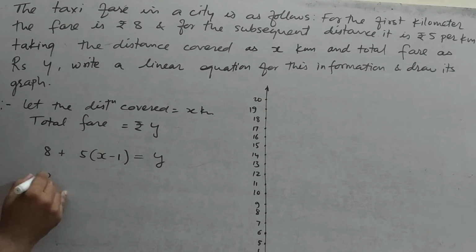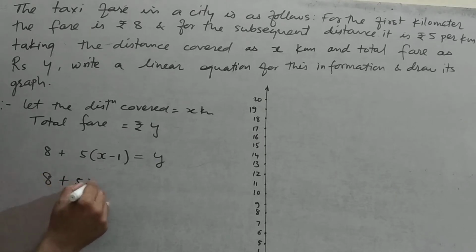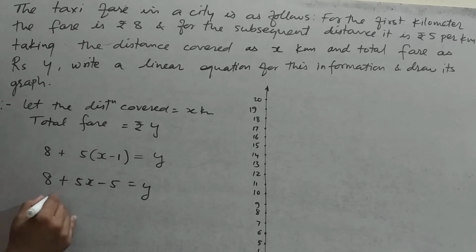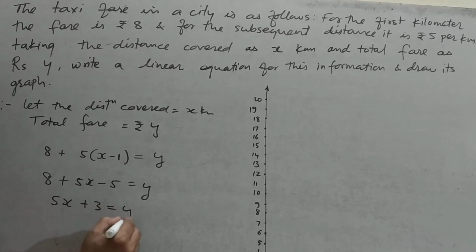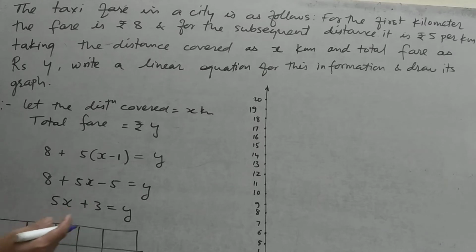Let us solve it. 8 plus 5 times (x minus 1) equals y. Now 5x plus 3 is equal to y. This is your equation. Put different values of x. It will all be positive, because the distance is positive and the fare will also be positive, x and y.